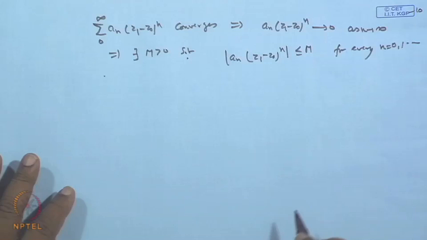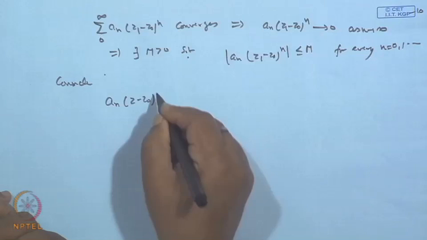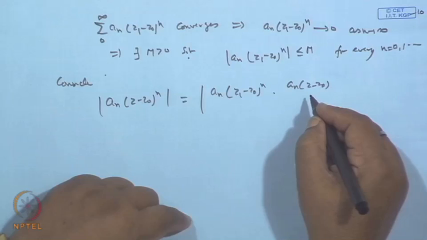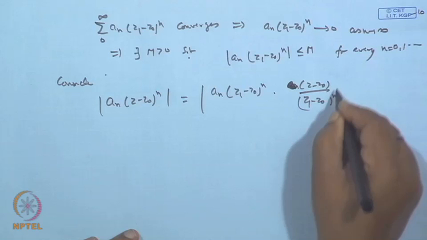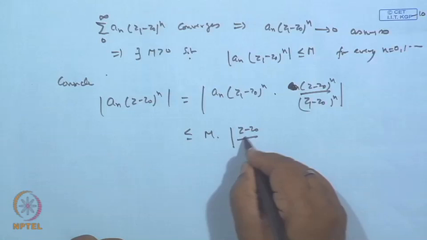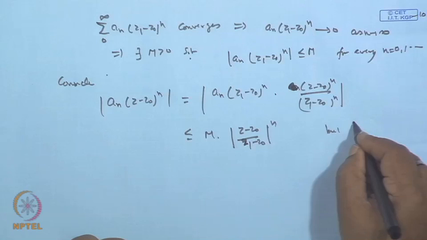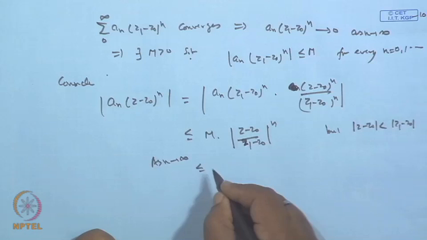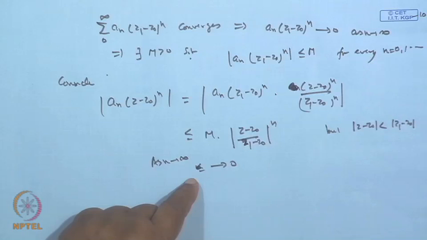Now, consider the term mod of a n (z minus z naught) to the power n. This will be equal to mod of a n (z 1 minus z naught) to the power n, and then mod of (z minus z naught) to the power n divided by (z 1 minus z naught) to the power n. Now, the first term is less than or equal to M. And the second term, mod z minus z naught, is strictly less than mod z 1 minus z naught. So, this ratio is less than 1 basically, and as n tends to infinity, this will go to 0.